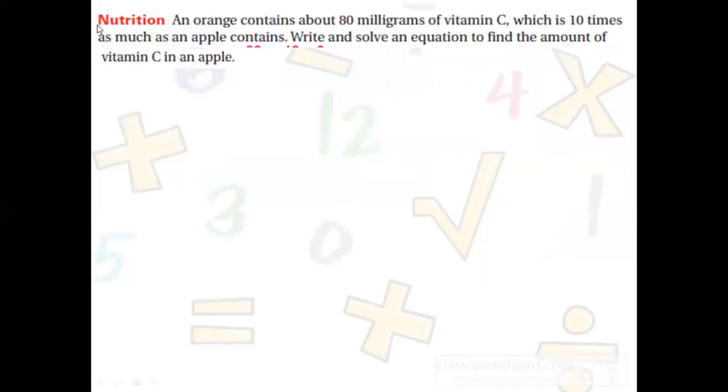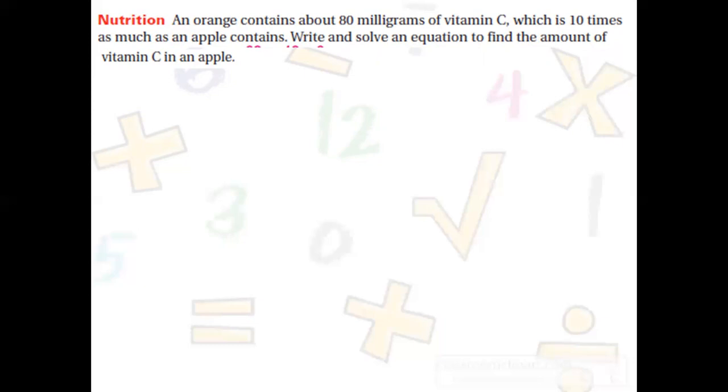Now see, this is about nutrition. Nutrition means how much energy and all these things. So the question is related to that. An orange contains about 80 milligrams of vitamin C, which is 10 times as much as an apple contains. As we all know, orange has high amount of vitamin C. Write and solve an equation to find the amount of vitamin C in an apple.